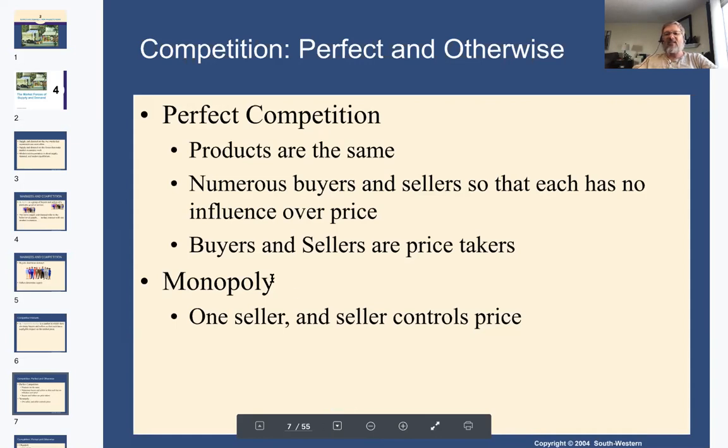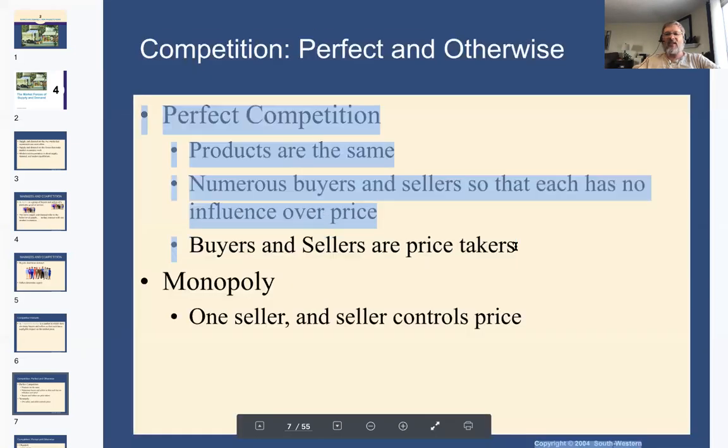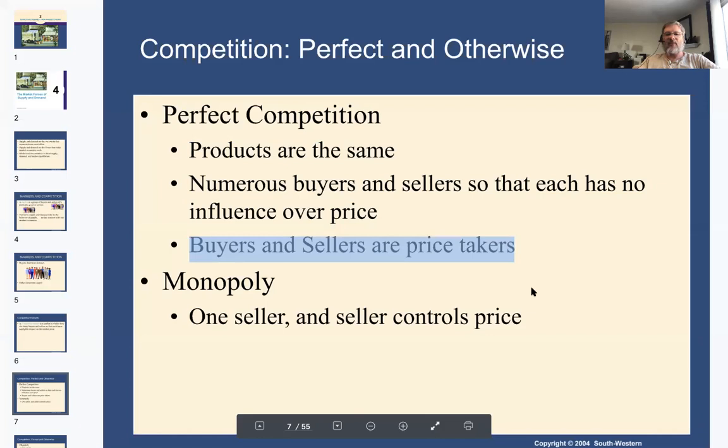But this last bullet point is a really important one. And hopefully you guys can see I kind of highlighted it there. Morgan, can you see my highlight? Yeah, I can. Okay, good.